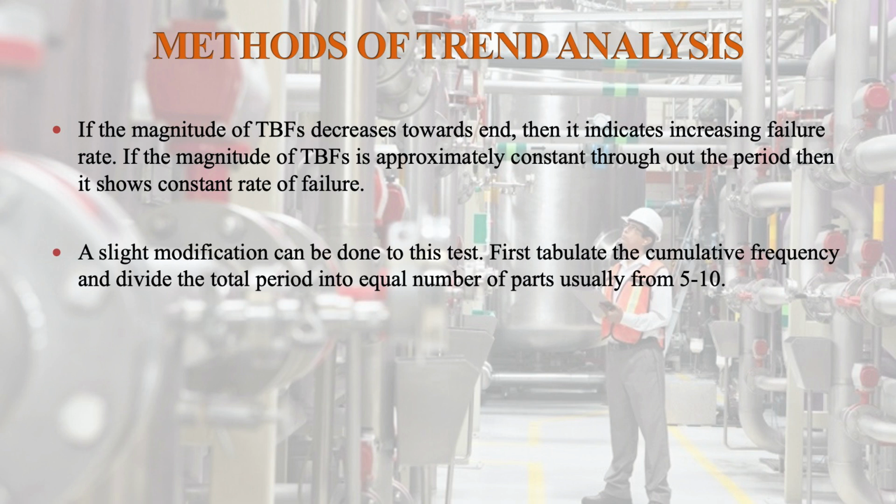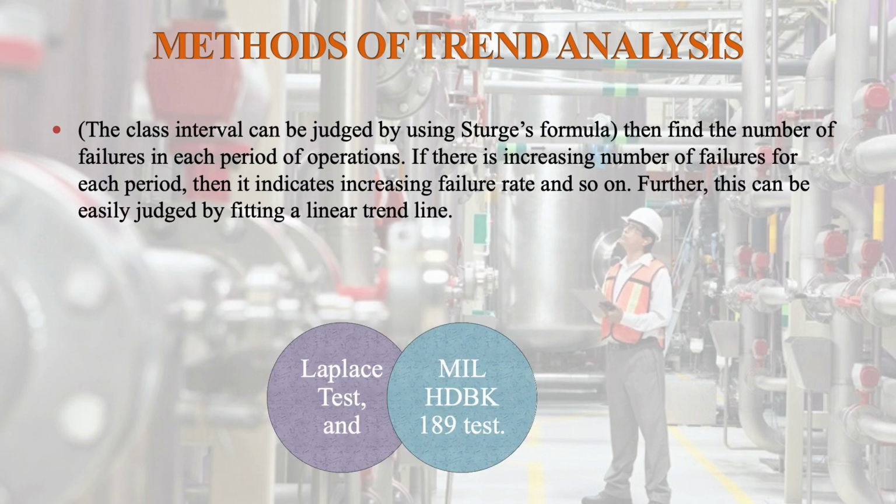A slight modification can be done to this test. First, tabulate the cumulative frequency and divide the total period into an equal number of parts, usually from 5 to 10. The class intervals can be judged by using Sturges' formula. Then find the number of failures in such periods of operation. If there is an increasing number of failures for each period, then it indicates increasing failure rate and so on. Further, this can be easily judged by fitting a linear trend line.